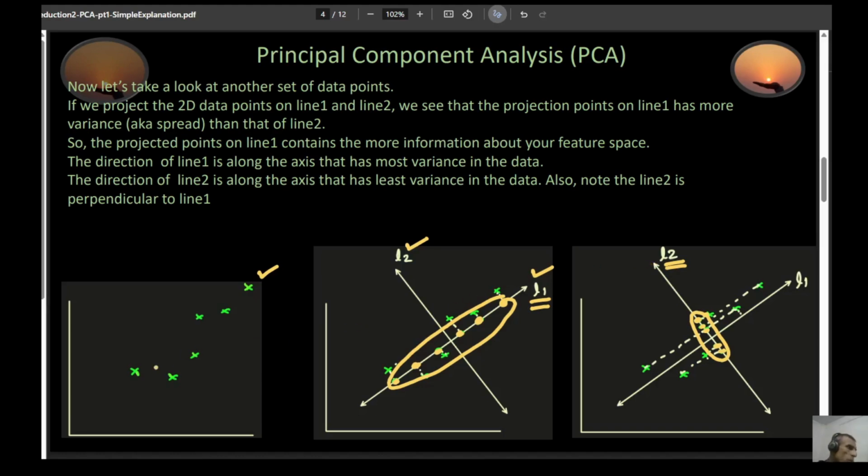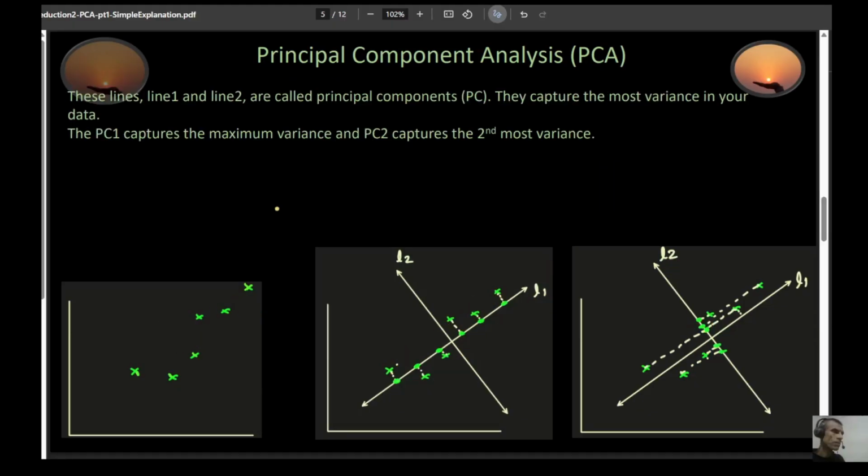In other words, the most variance in your data is in this direction, and your second most variance is in this direction. This direction is determined by line L1, and this direction is determined by line L2. And these lines are called principal components. This one and this one. They capture the most variance in your data. PC1, which is this one, captures the maximum variance, and PC2, which is this one, captures the second most variance. The word PC stands for principal component.